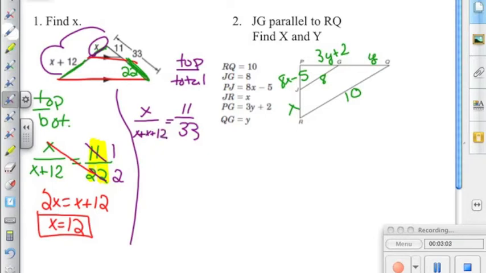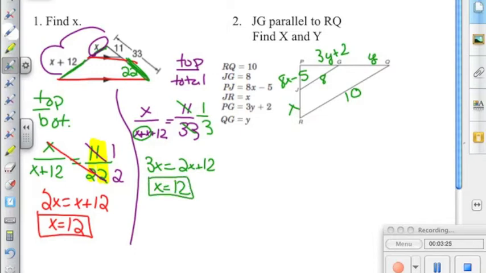All right, so now go ahead and cross multiply. Reduce, 1/3. That makes it quick and easy. 3x. All right, this is 2x plus 12 times 1, so 2x plus 12. You can see here, move your x's. X equals 12. So I got the answer. Two ways to do that problem. Let's look at the second one.